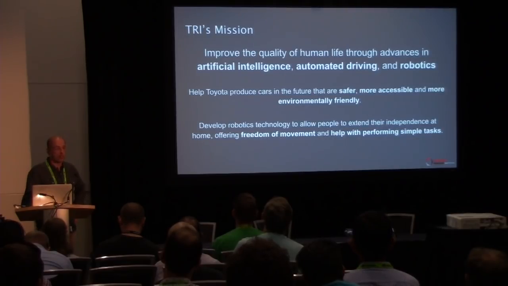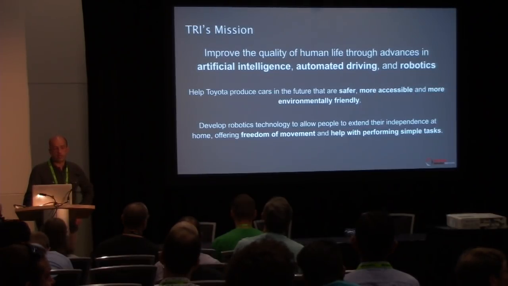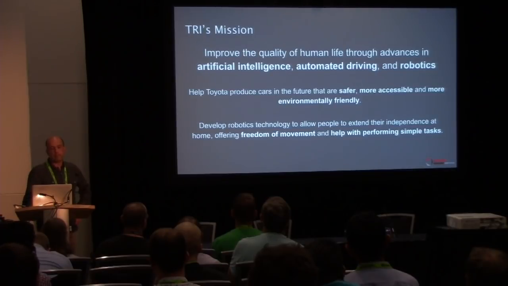But in a single sentence, if you could summarize what we're up to, TRI's goal is to improve the quality of human life through advances in artificial intelligence, automated driving, and robotics. And essentially what that means is that we want to both improve and extend the mobility of people, both inside their home and outside their home.